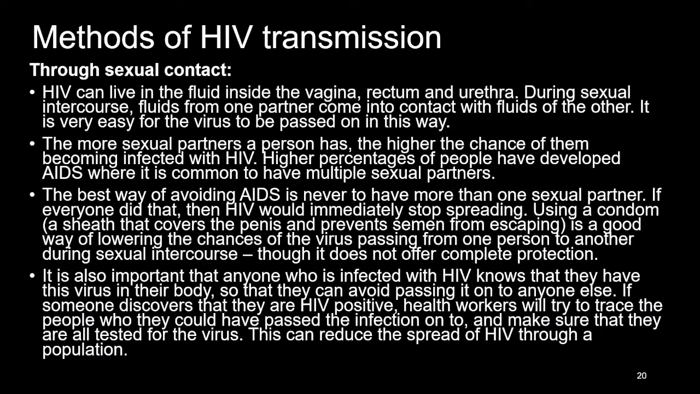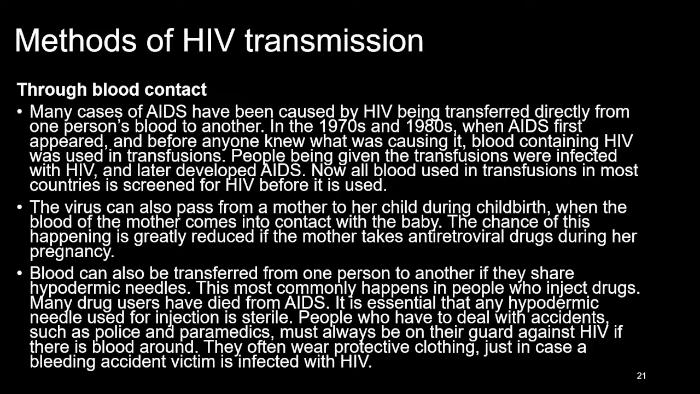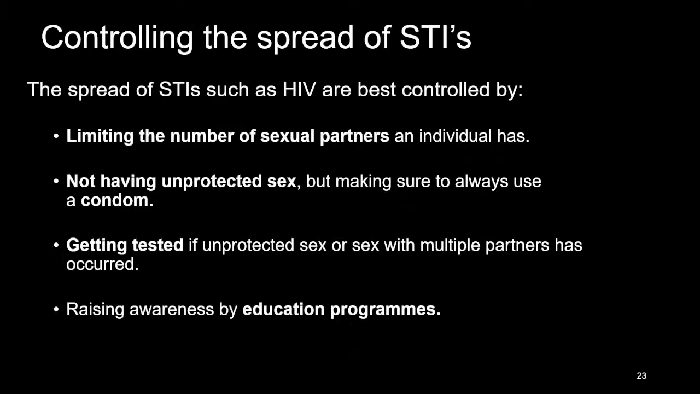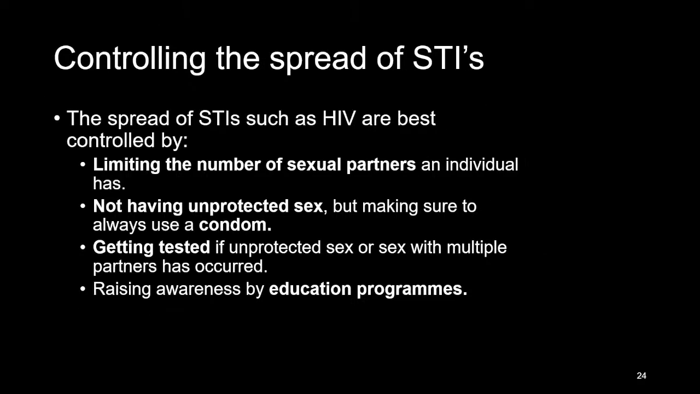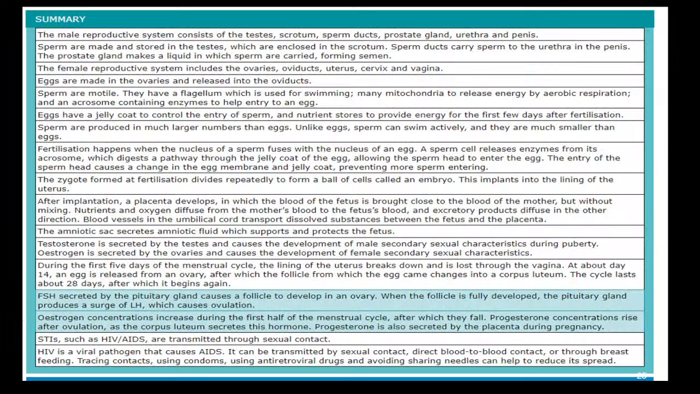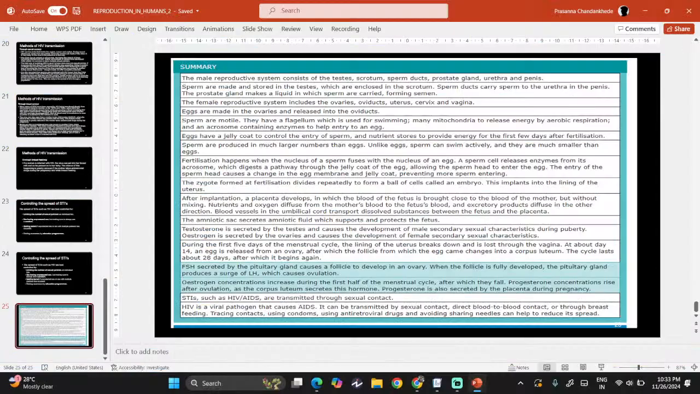So HIV can be caused through sexual contact, through blood contact, through breastfeeding. And to control this, we can limit the number of sexual partners an individual has. Don't have unprotected sex. Always make sure to use condoms. Get tested if unprotected sex or sex with multiple partners has occurred. Test yourself for HIV. Then raise awareness by education programs. That's all for this slide.